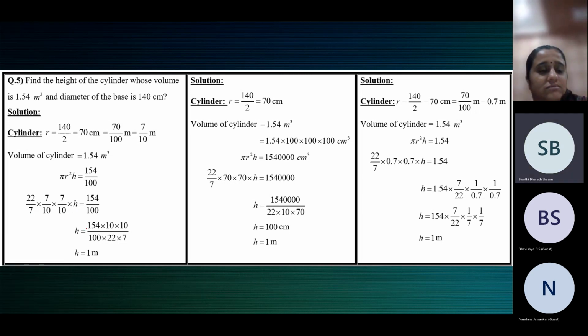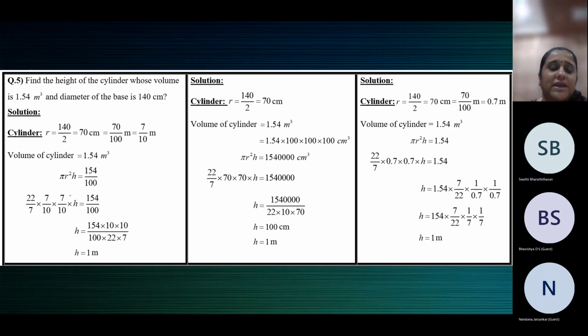Yes, ma'am. We then transpose 22 by 7 and 7 by 10 and 7 by 10 to the other side, and we get the reciprocal form. You're right. So first I've cancelled the 7 and the 7. Then h is equal to 154 by 100. This 22 and 7, which are in the numerator, I've written in the denominator here. And these 10 and 10, which are in the denominator, I've put in the numerator here. Yes, you're right, Swati. We need to transpose the fractions and they come to the other side as reciprocals.